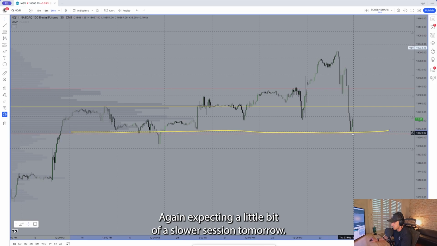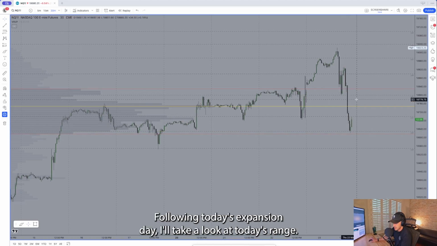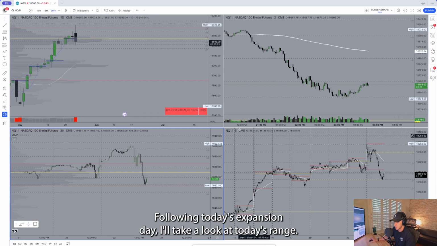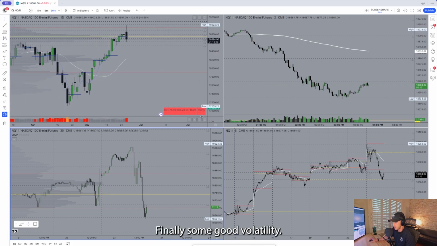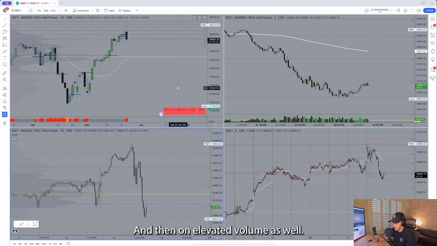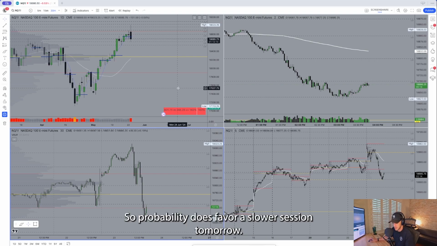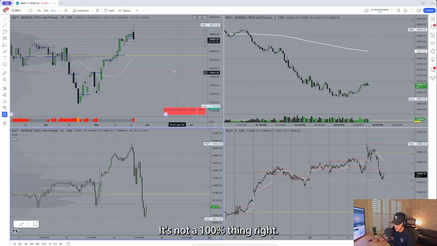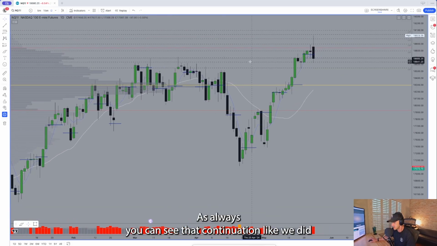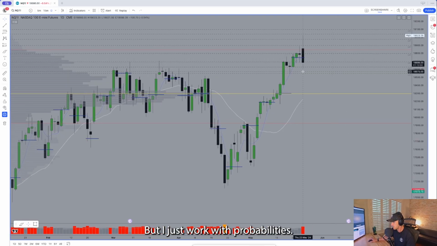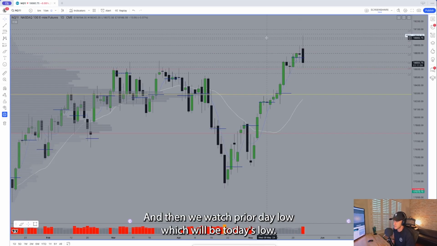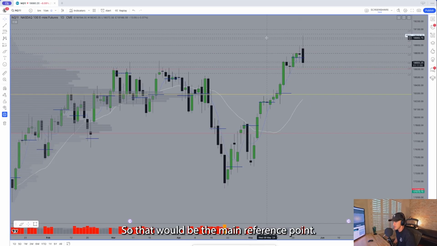Again, expecting a little bit of a slower session tomorrow following today's expansion day. Let's take a look at today's range. Yeah, almost, not quite, but almost a 2 ATR move. Finally, some good volatility, and on elevated volume as well. So probability does favor a slower session tomorrow. It's not a 100% thing, right? As always, you can see that continuation like we did in mid-April. But I just work with probabilities, and then we watch prior day low, which will be today's low. So that'll be the main reference point.